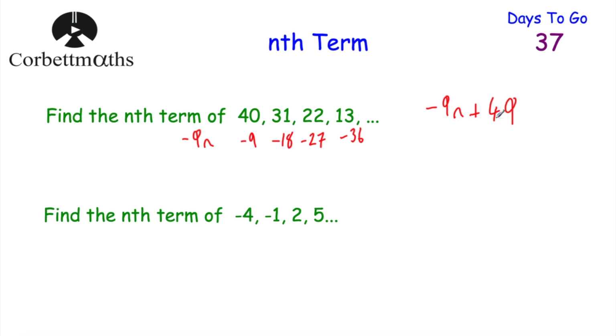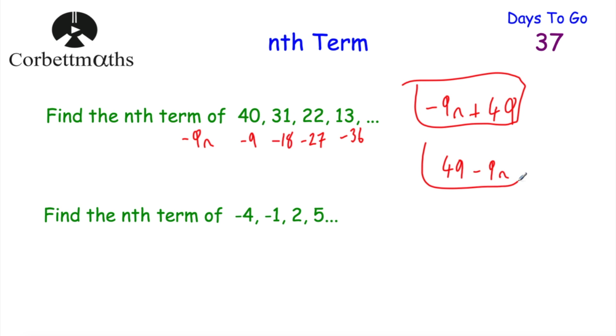And that's it. Now, in terms of this one, you could turn it around and write 49 minus 9n, depending which way you want to write it. So you could write that, or you could write that. It's up to you. Okay, so that's the nth term, and if you got that, well done. Okay, our next sequence goes negative 4, negative 1, 2, 5, and so on.